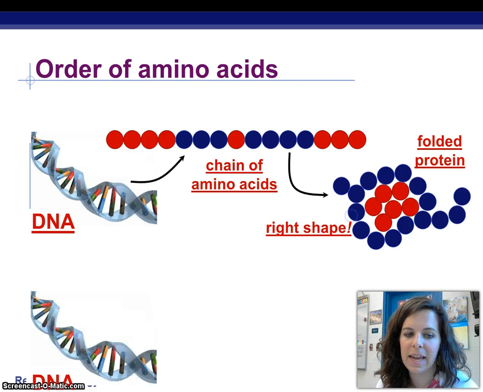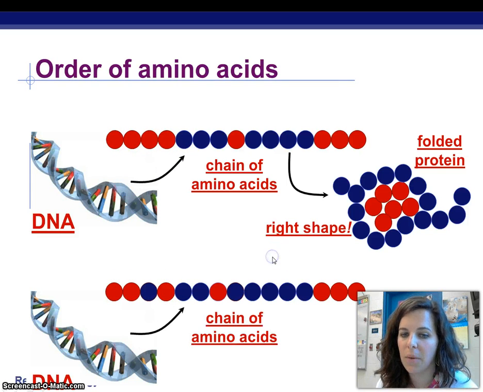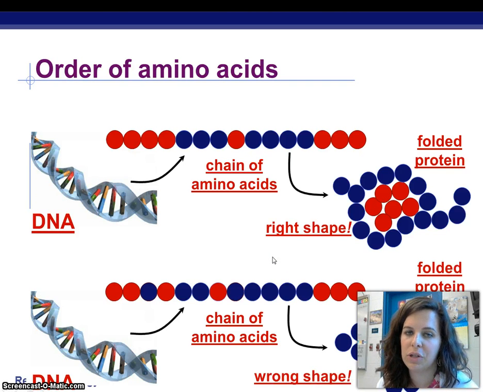However, if we have a mistake in the DNA, we may get a different chain of amino acids. So we can see that here we have 4 reds in a row, and here we have 2, a blue, and another red. So that's gotten messed up. Because they're not in the right order, the protein is going to be in the wrong shape, which is bad. Because as we heard before, shape is very important. Otherwise, that substrate is not going to fit into the active site.